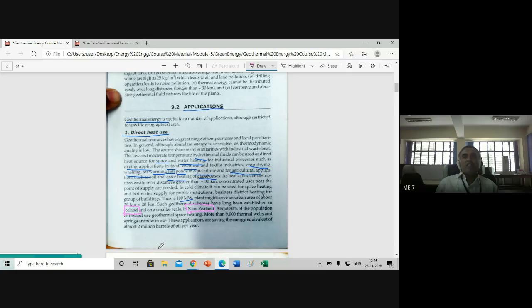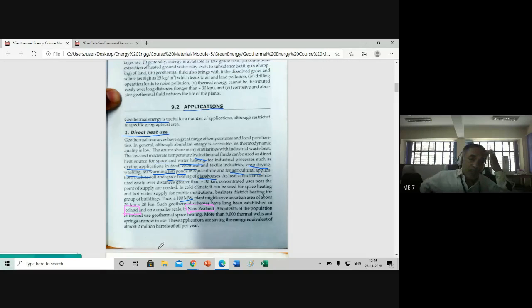Why is Iceland taken in the entire world? In Iceland, hot water springs and high temperature fumaroles are there. That is why I highlighted this one. Look at this. 80% of the population of Iceland use geothermal space heating. More than 9,000 thermal wells and springs are now in use. It has become a tourist place now.